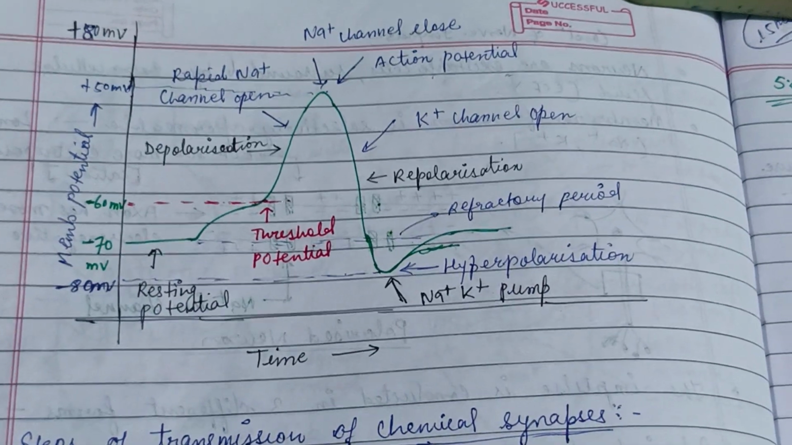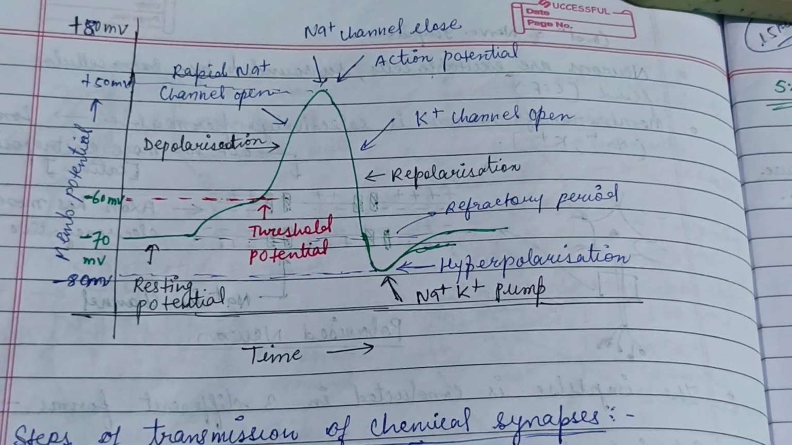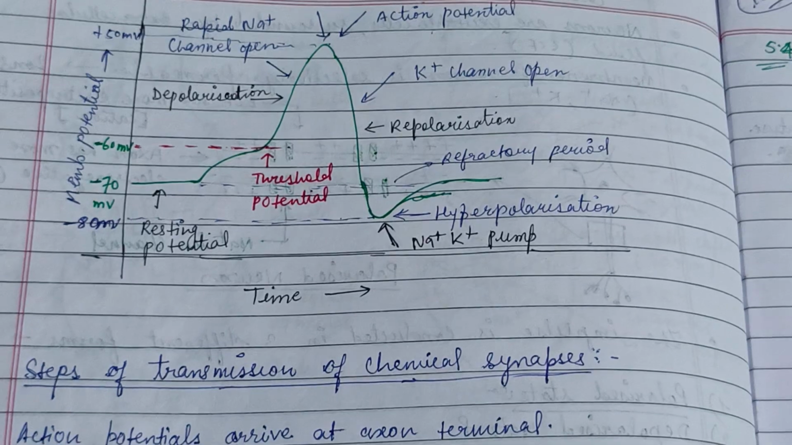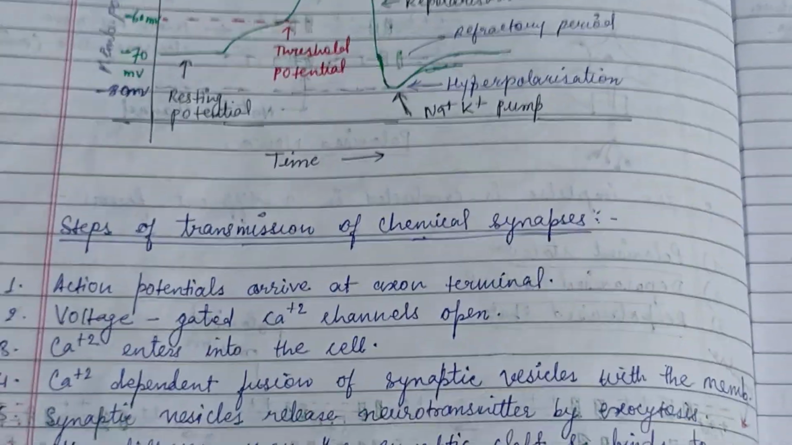In this graph, it is showing the three stages of the impulse, that is, polarized, depolarized, and the repolarized: depolarization, repolarization, and the resting potential.